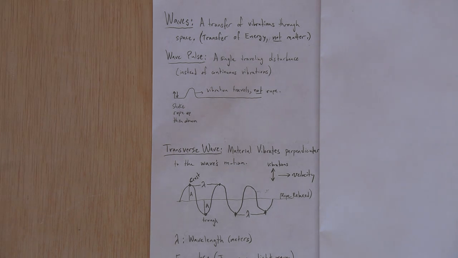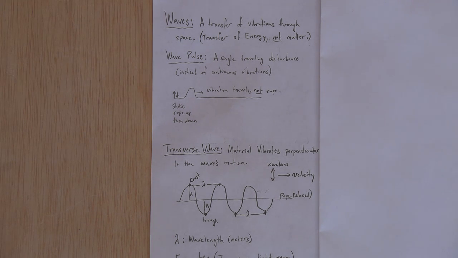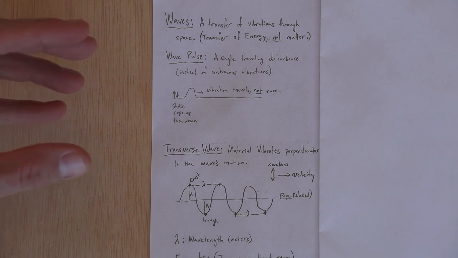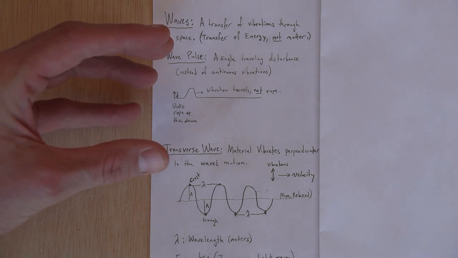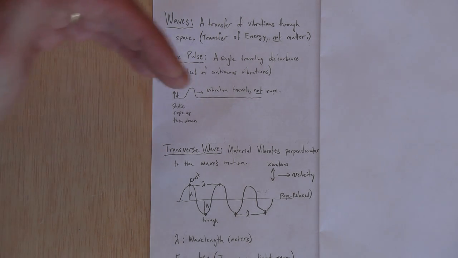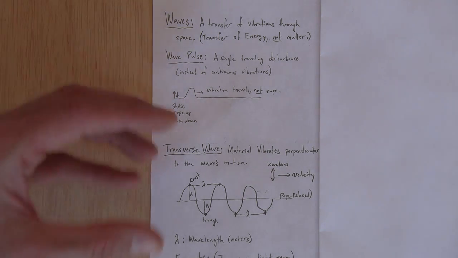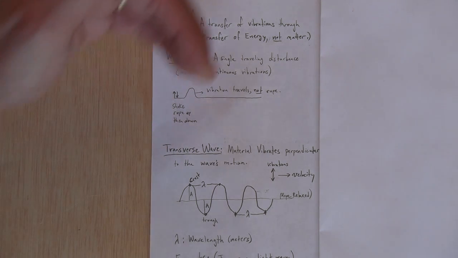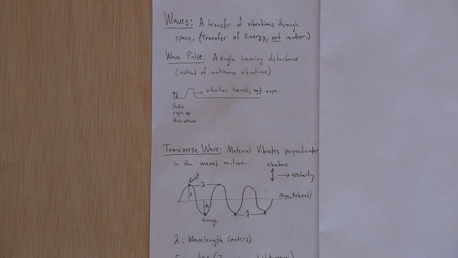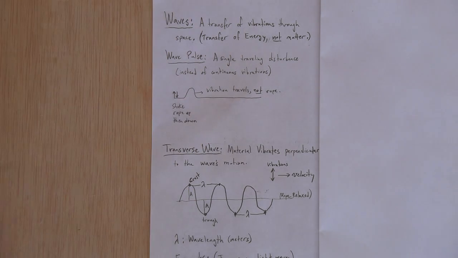So the first kind of thing I could do to create a wave is just make a single pulse. A wave pulse is a single traveling disturbance instead of continuous vibration. So if I just went like that with the spring, as you saw in the video, I would be sending one pulse going down to the other side, as opposed to shaking my hand continuously and sending multiple pulses. With a wave pulse, you just shake the rope up and down once, and then the vibration travels, not the rope.